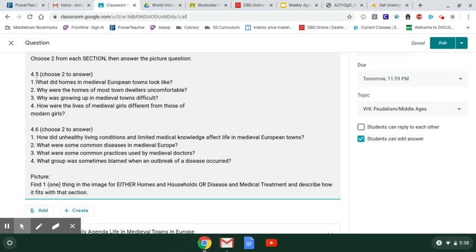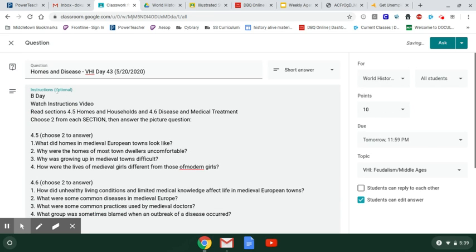So the questions that we're looking for 4.5 are: what did homes in medieval towns look like? Why were the homes of most town dwellers uncomfortable? Why was growing up in medieval towns difficult? And how were the lives of medieval girls different from those of modern girls? You can certainly answer all of them if you want to. It's totally up to you. So I'm just changing it to choose at least 2 to answer. If you want to answer more, you're interested in it, go for it. But you only have to answer 2 from each section.